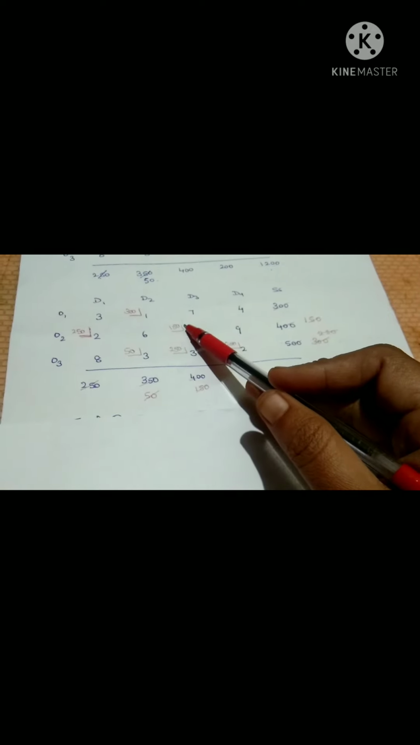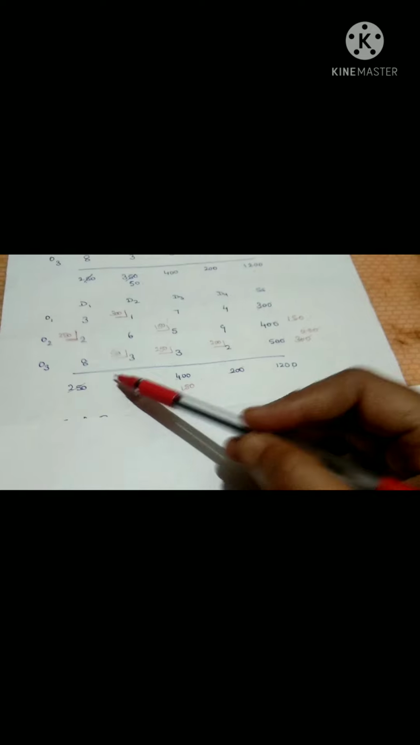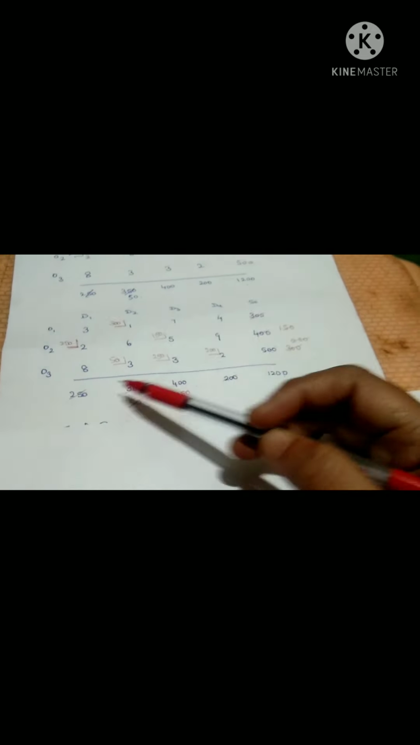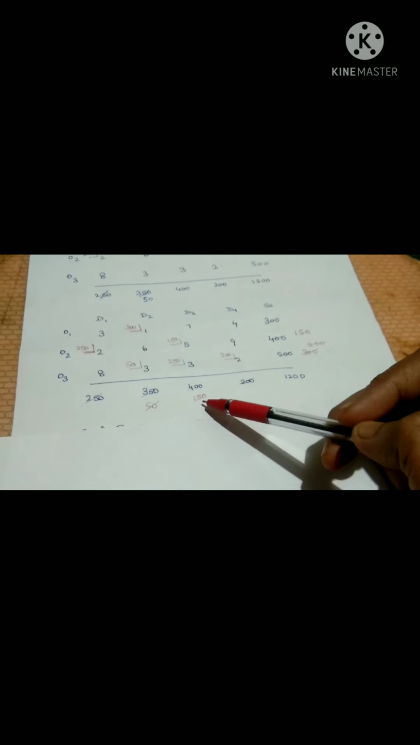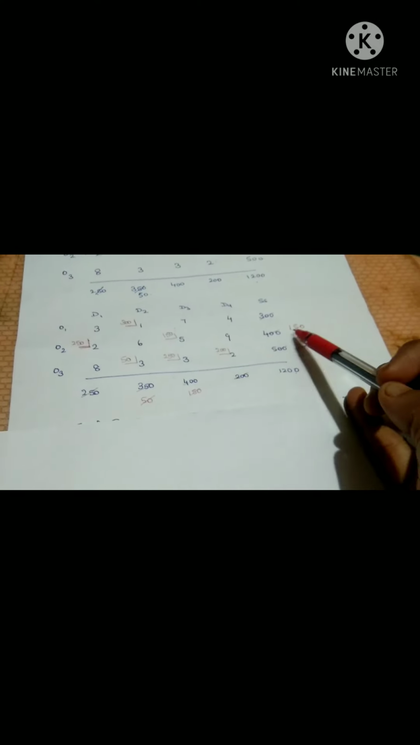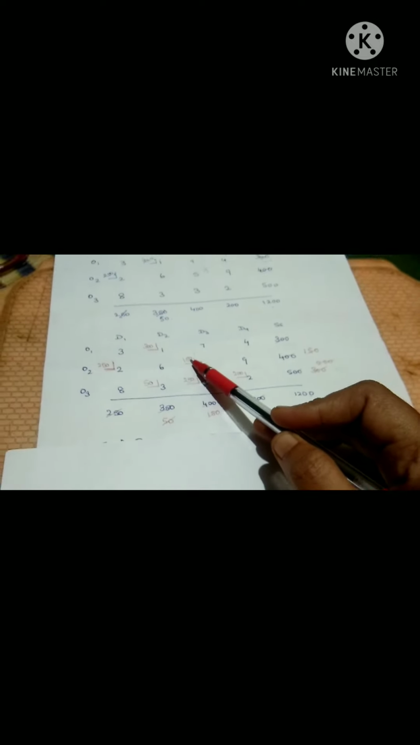Finally, in O1 or O3, D1, D2, D4, there is no total left. So I am selecting 5. Here the total is 150 and here also 150, so finally I am allocating the 150.